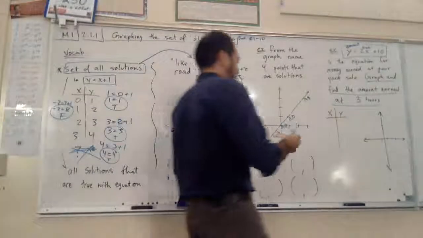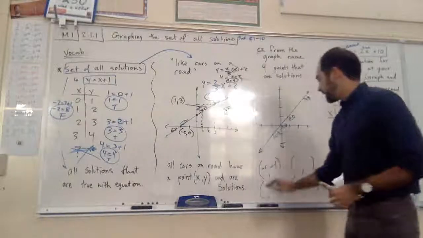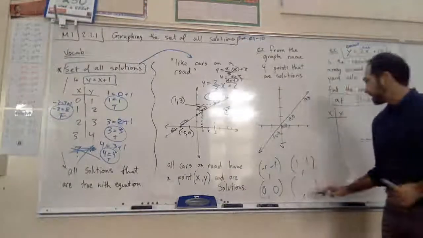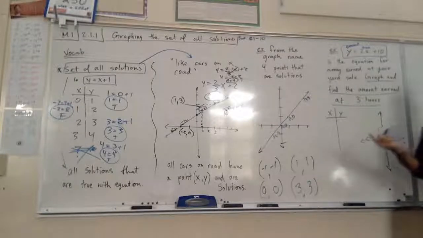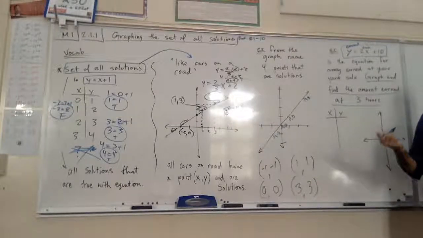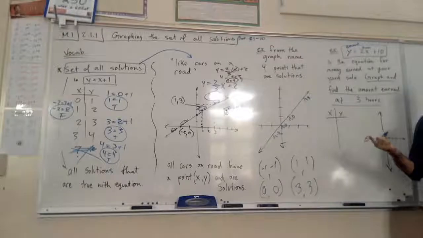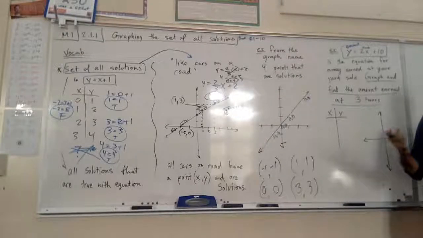So we got our 4 points. We got -1, -1, 0, 0, 1, 1, 3, 3. Who got another point in there? Yeah. -2, -2. I had 2, 2, too. Okay. Did anybody have 1.5, 1.5? Could you have done that? Yes. How about 1.976, 1.976?